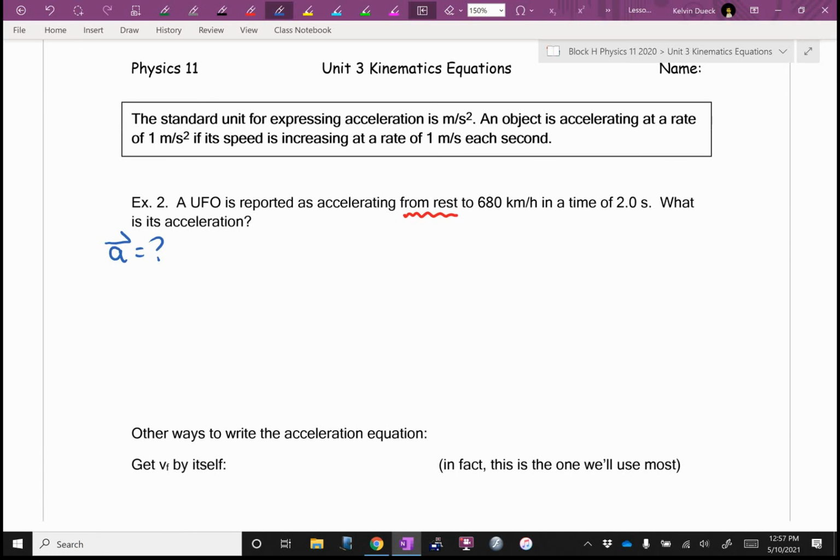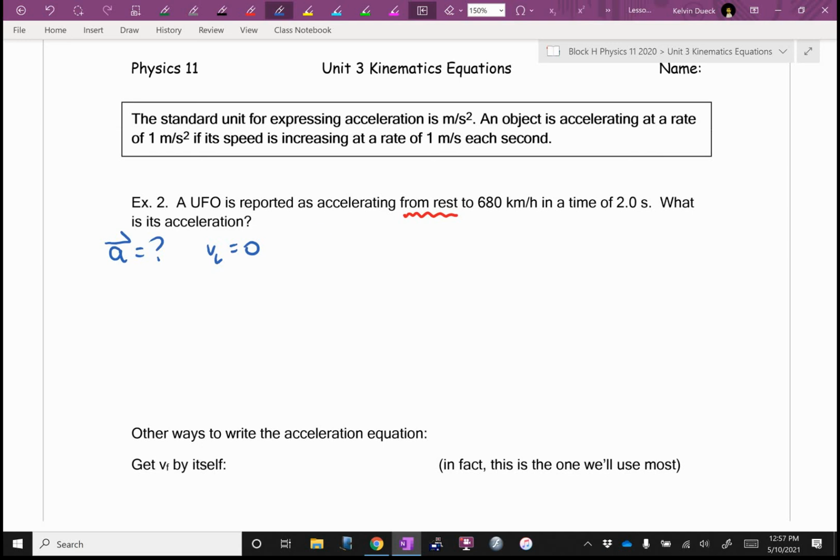From rest. What's that tell me? 0. Which one? VI is 0. And you can say VI and VF. We'll just start getting familiar with those abbreviations. We'll even say them that way out loud. Okay. What's that 680? I know it's a speed or a velocity. By the way, technically we're finding speeds here, we're not getting velocities, but whatever.